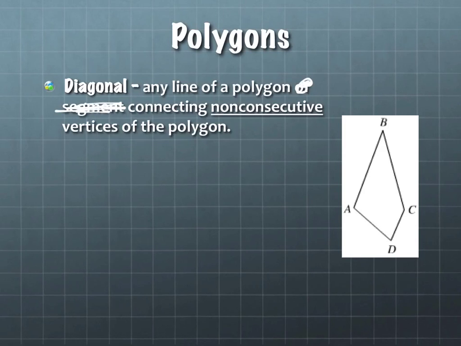So if you take two consecutive vertices, it creates an edge. If you take two non-consecutive vertices, it creates a diagonal. So all I need is to take two non-consecutive vertices like B and D, and if I connect them, I will have a diagonal.